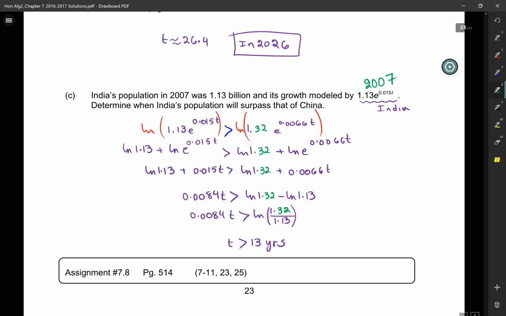So now it's going to be 18 years, right? So it would be in 2025. All right, so that's what it is. Okay, so now you can start on your homework.